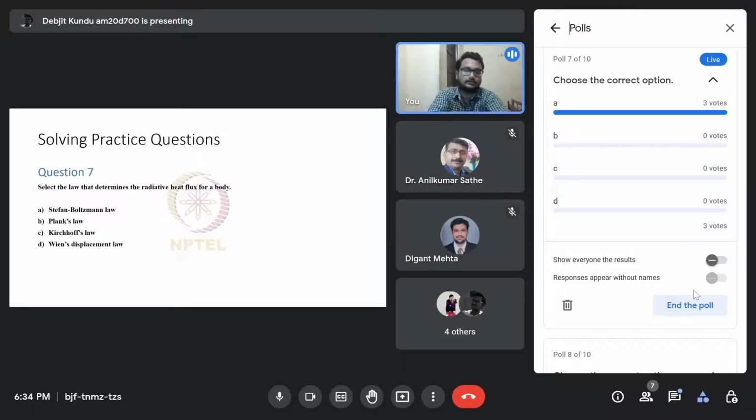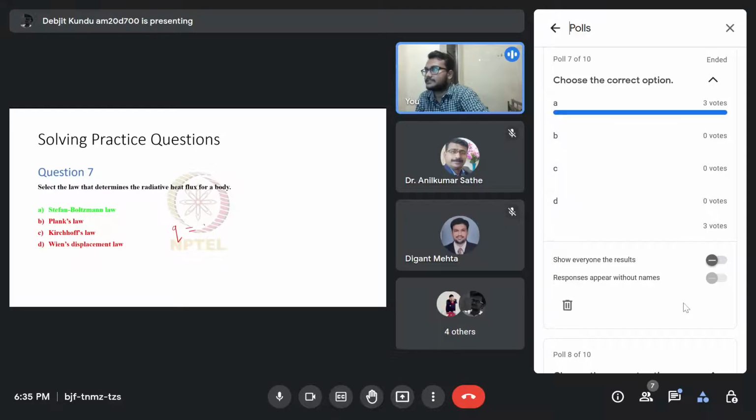Okay, so all answers in favor of option A. I'm ending the poll assuming everyone has answered, and it is indeed Stefan-Boltzmann law. So how do we write Stefan-Boltzmann law? We can write Q equal to emissivity, then the Stefan-Boltzmann constant into whatever the temperature in which the body is in, so T1 to the power 4, minus T ambient to the power 4.